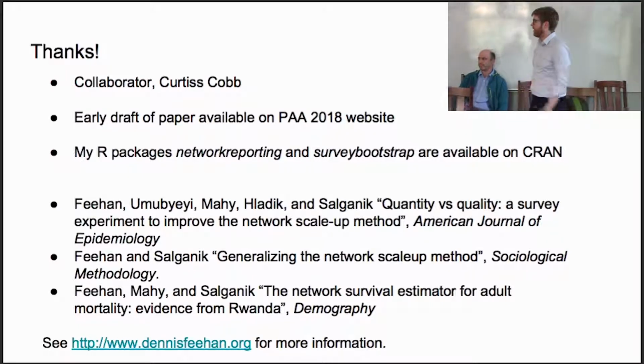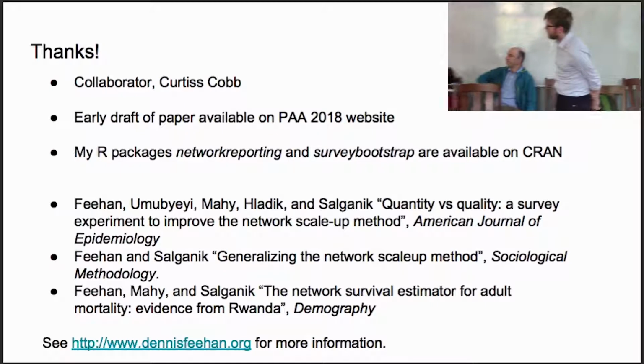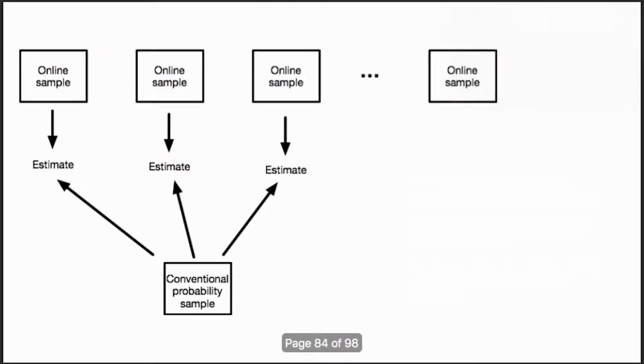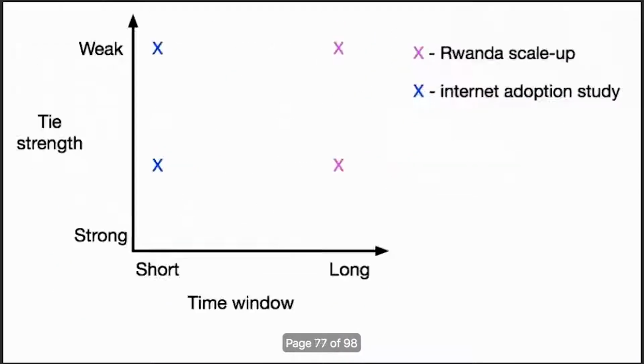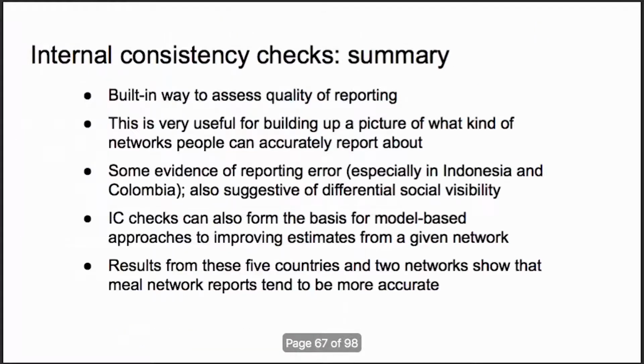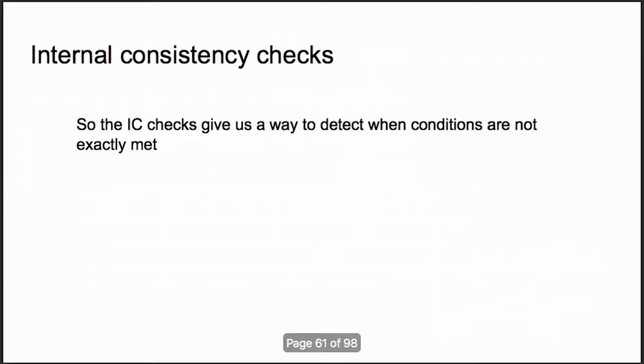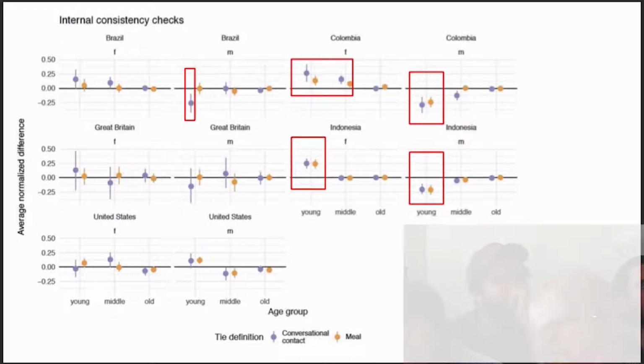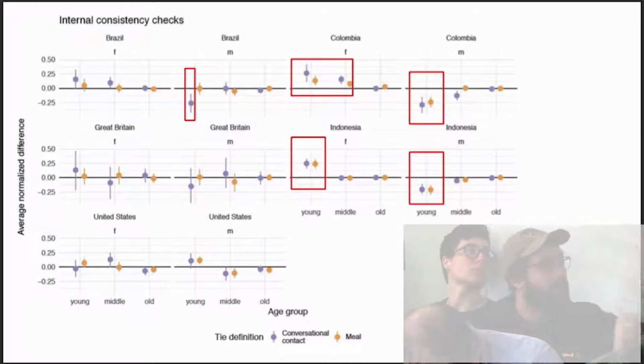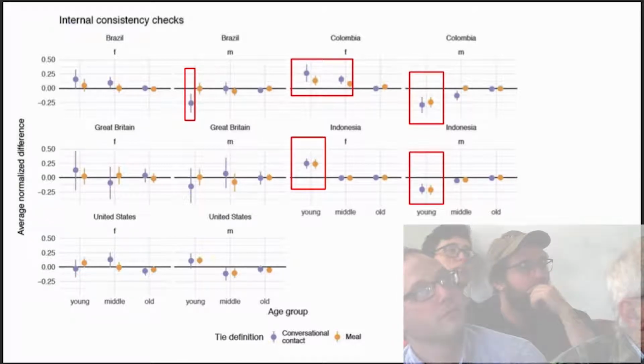Thanks. Could you go back to the slide where you had all of the different errors for the different countries? Where you had all the countries? The IC check? Yes, this one. So it looks like I believe the bars are just error bars, correct? Yes, they're sampling-based error bars.